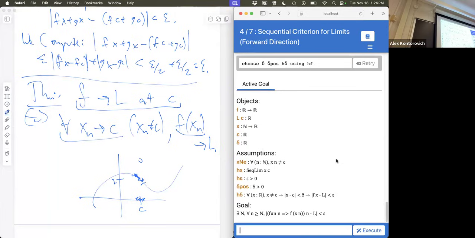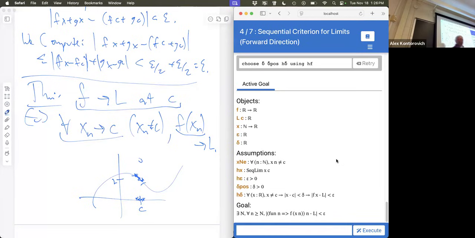And then we know that for any value, as long as it's not equal to c, if x minus c is within delta, then f of x minus L will be within epsilon. So far, so good? Now what? Joe? Specialize HX to delta. Yes, this says when you go far enough out, x_n and c will be within whatever you want of each other, including delta. See how nice this is?